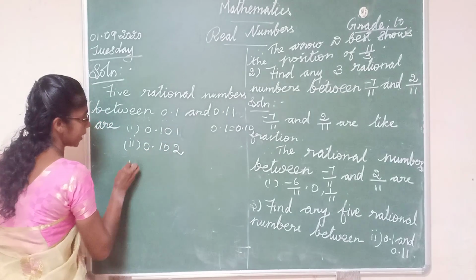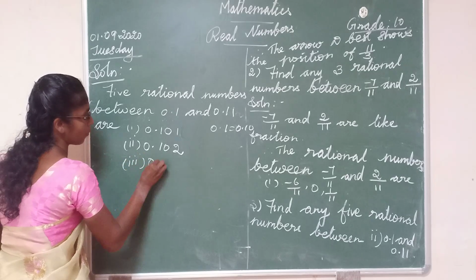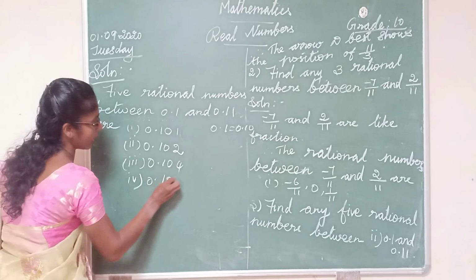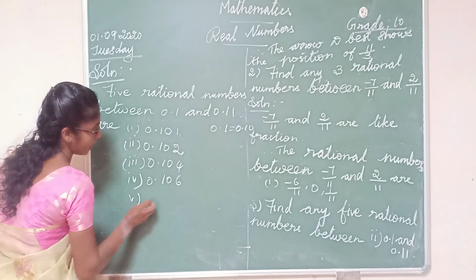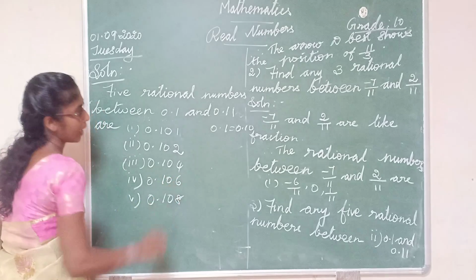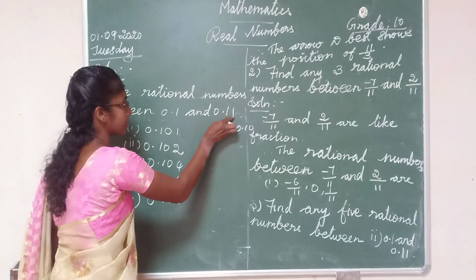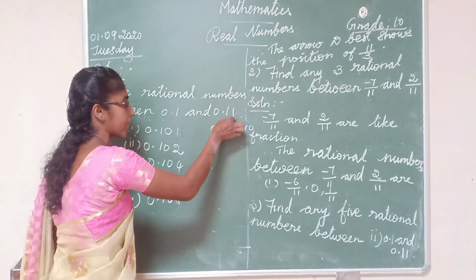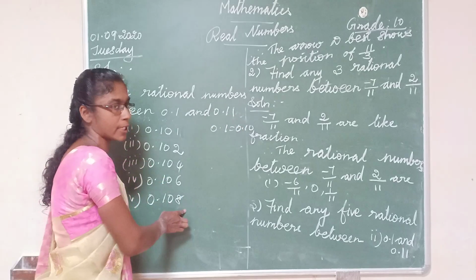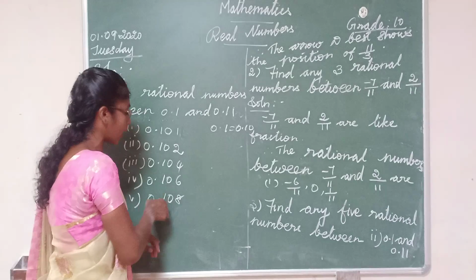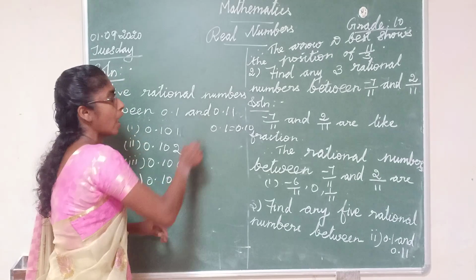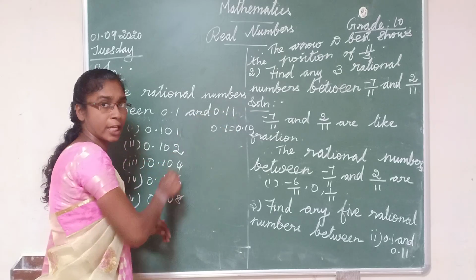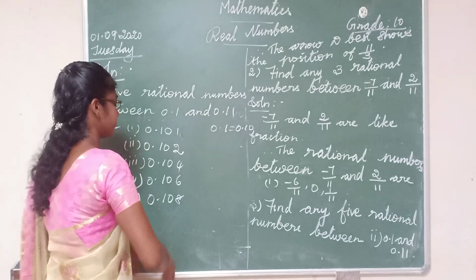Second number, 0.102. Third one, 0.104. Fourth one, 0.106. Fifth one, 0.108. It is greater than 0.1. The 0.11 is the greater number. 0.108 is the smaller number. 0.108 is not greater than 0.11. It is less than 0.11.